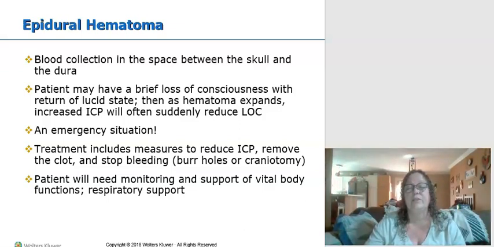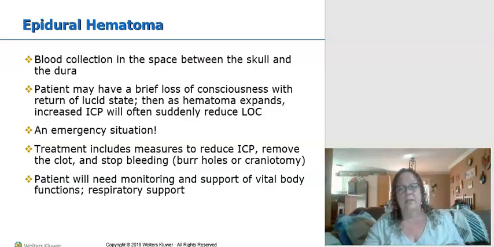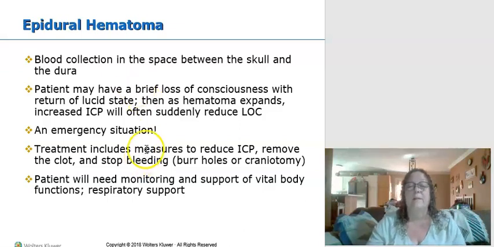Treatments include measures to reduce ICP, and we've gone over those extensively in our previous lecture. So make sure that you're studying those and you remember all of those. Clot removal, either through a burr hole or a craniectomy, and of course we want to take measures to stop the bleeding. The patient will need monitoring and support of vital functions and respiratory support.